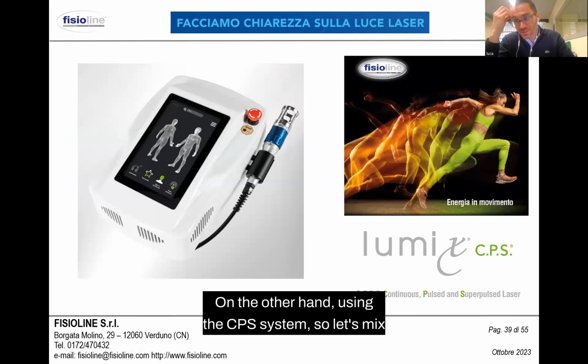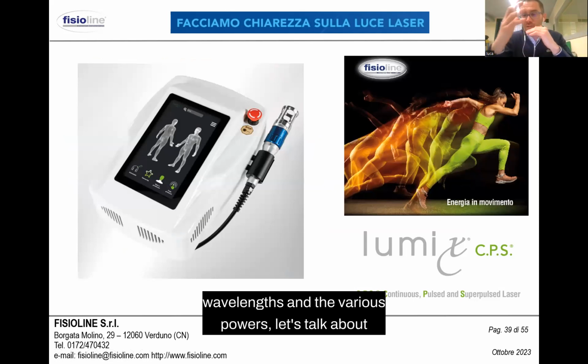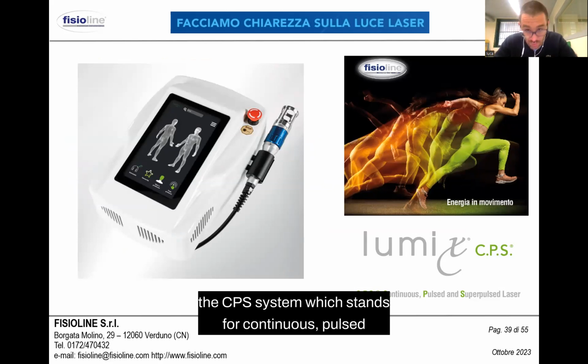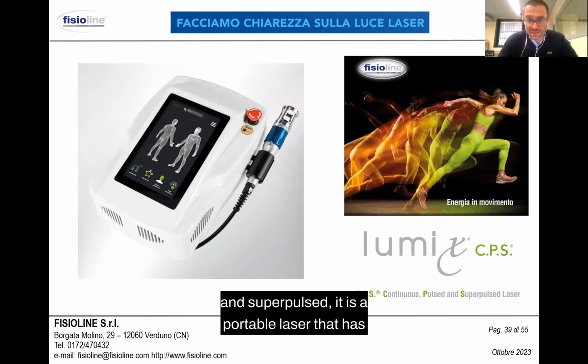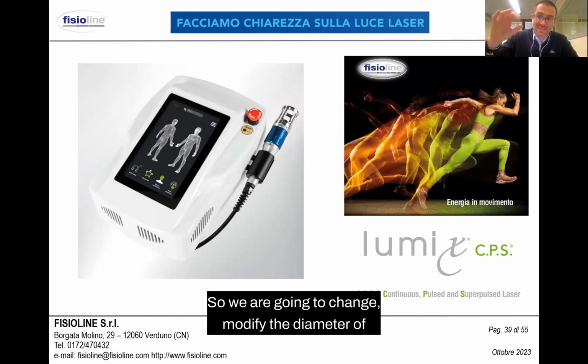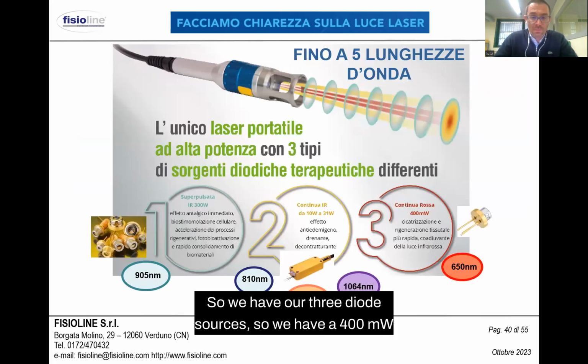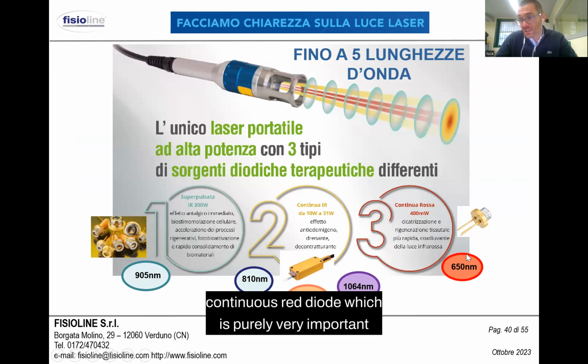On the other hand, using the CPS system, we mix the continuous diodes, the pulse diodes, those various wavelengths and the various powers. The CPS system stands for continuous, pulsed and superpulsed. It is a portable laser that has a specific zoom that can be used on 3 levels. So we can modify the diameter of the beam to also change the thermal effect that we give on the skin.